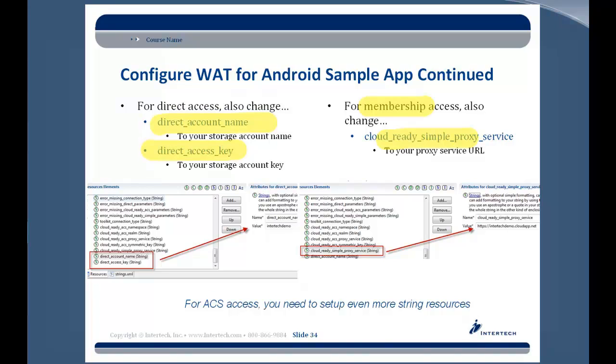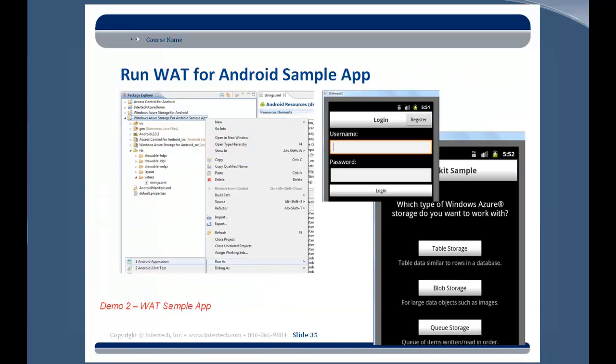ACS access is a bit more complex, and I'm not going to go into that today, but similar configuration is required. Once you've got that ready, you simply run the application just like I ran Hello World. To give you a sample of that, let me bring up my desktop, and I'll show you what the Windows Azure for Android sample application actually looks like.